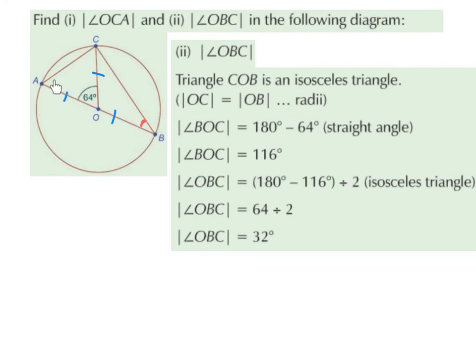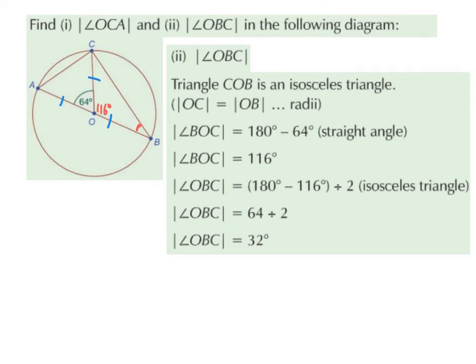So this is a straight line. So 180 take away 64 leaves us with 116 degrees. So angle BOC is 116 degrees. So then 180 minus 116 divided by 2 will leave us with our angle. So 180 minus 116 is 64. So these two angles combined together are 64 degrees, and 64 divided by 2 is 32. So the angle we're looking for is 32 degrees, as is the other angle over there.